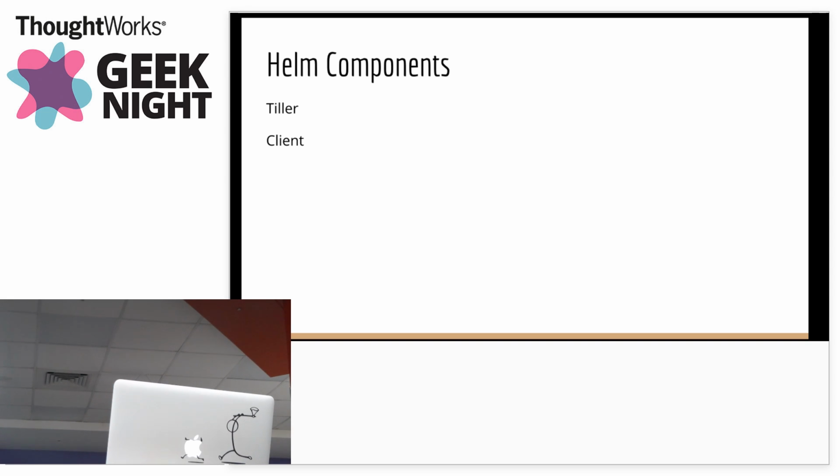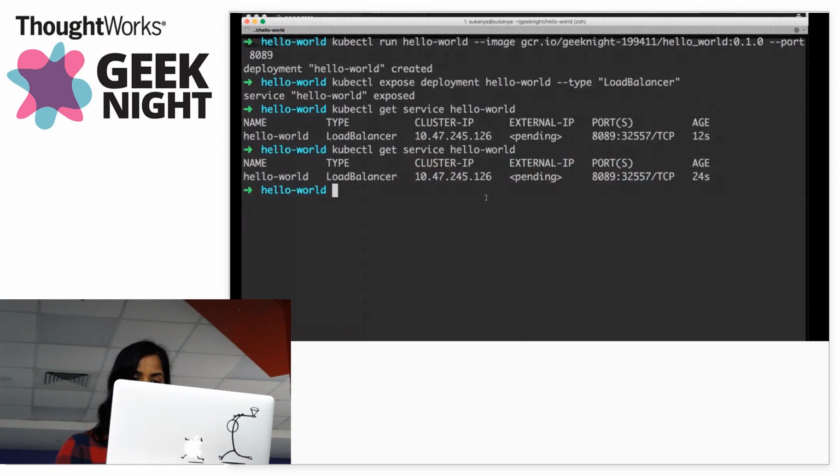Helm basically has a server and a client. The server is going to be my Tiller server, and my client is going to be my Helm client. I run the commands through the Helm client, and it talks to the Tiller service, which then substitutes all the values, creates the YAML, and deploys it to the underlying Kubernetes cluster. So now let's take a simple demo of this.